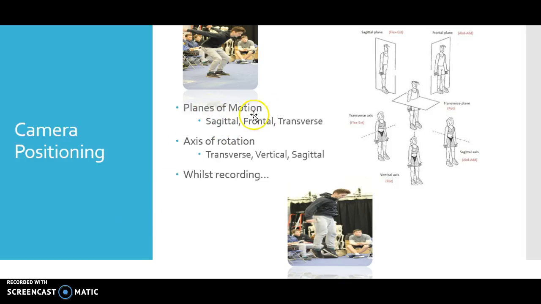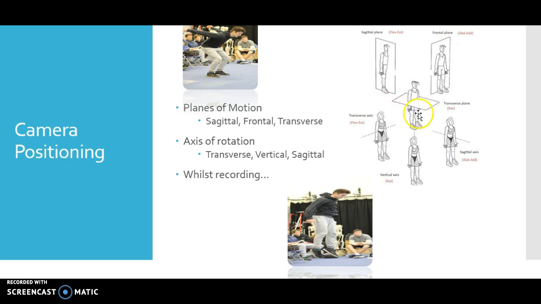Here we have the planes of motion, so the sagittal, frontal, and transverse. Here we have them here: the sagittal plane, transverse plane, and the frontal plane. Each one shows different things. So we have the flexion and extension with the sagittal plane. We have rotation with the transverse plane, and we have abduction and adduction with the frontal plane.